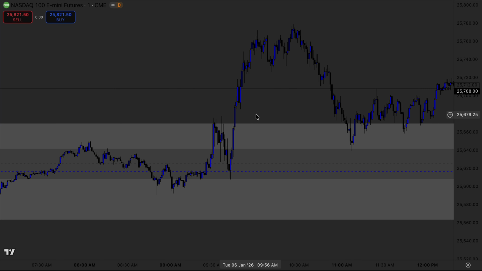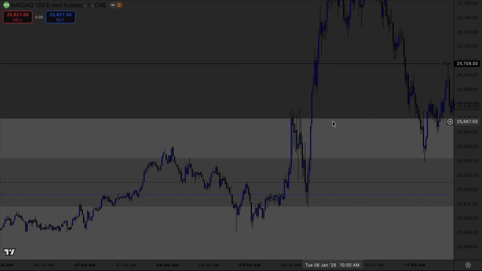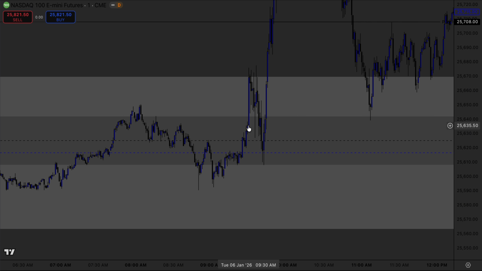So here it opens. I'm going into the day with a bullish bias. This huge blue candle right here is our market open. What I'm looking for is basically for us to give me something in this area here, respect this order flow, and then continue higher.